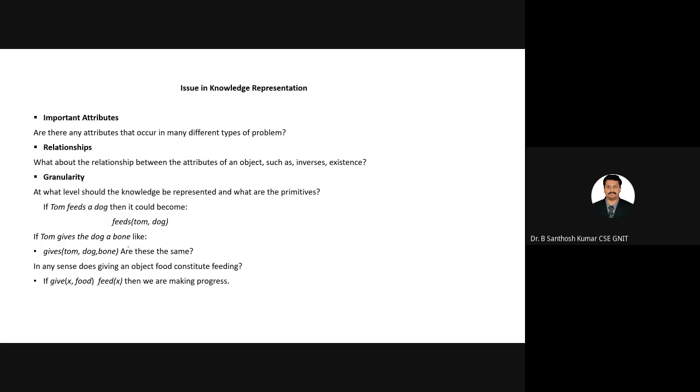For example, take the statement: Tom feeds a dog. Here feeds is the predicate, so we represent it as feeds of Tom, dog. It means that Tom feeds the dog. Then the next statement: Tom gives a dog a bone. It means gives of Tom, dog, bone, that Tom gives a dog a bone. So this is the same; like that we convert statements into knowledge representation.